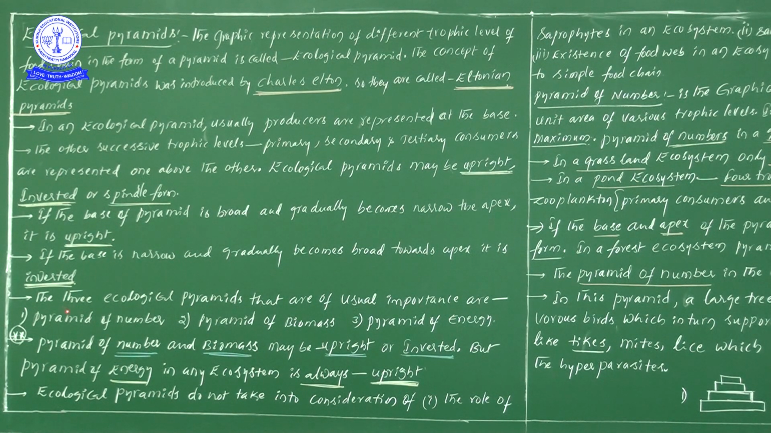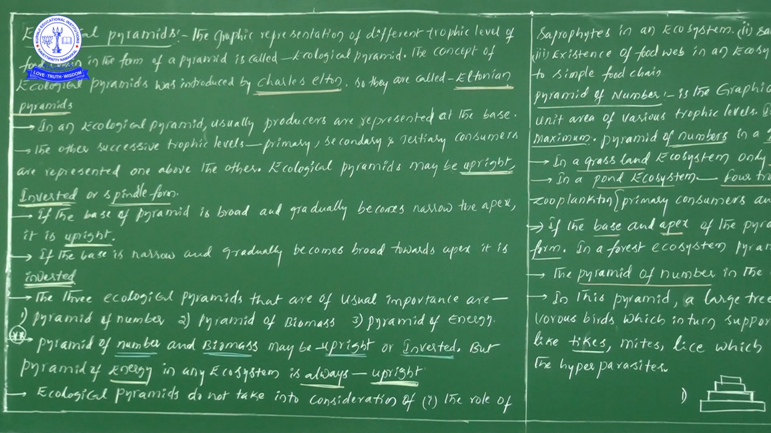Now, there are three different types of ecological pyramids that are of usual importance. The first one is the pyramid of number, the second one is the pyramid of biomass, and the third one is the pyramid of energy.